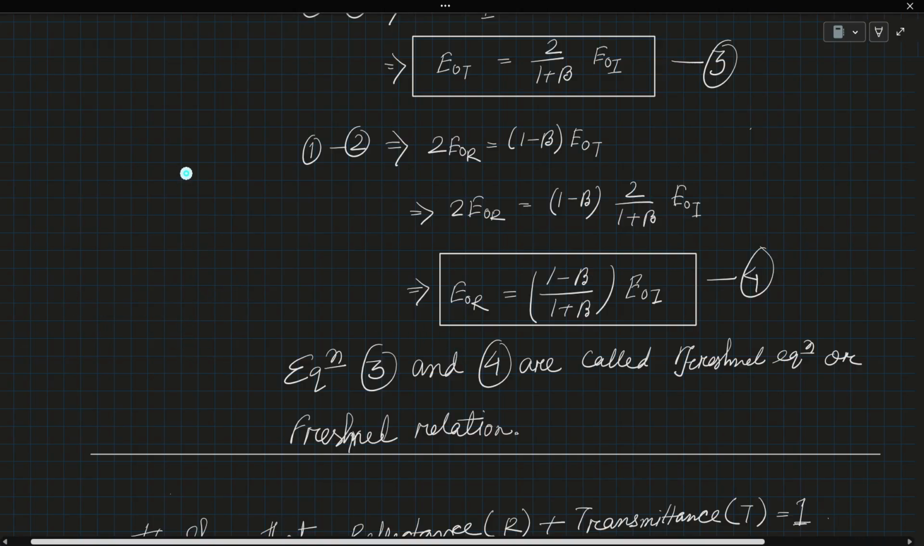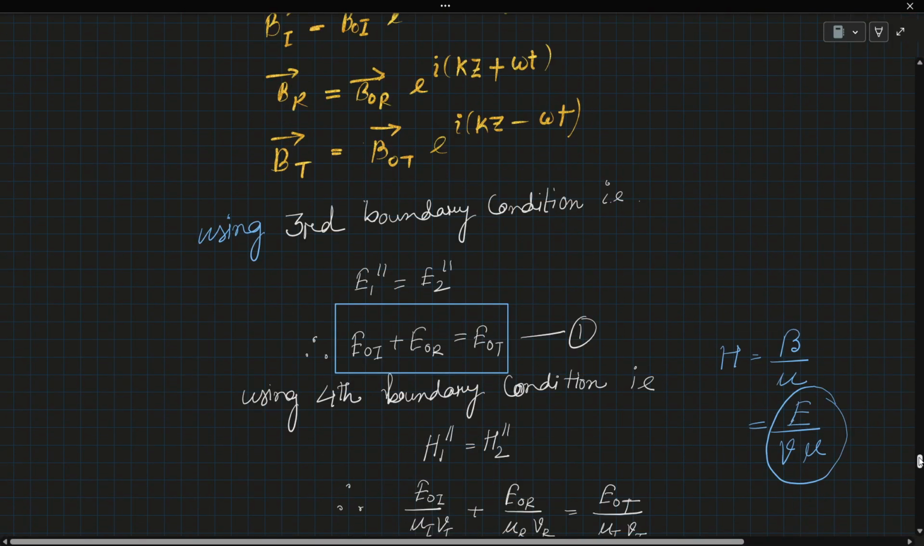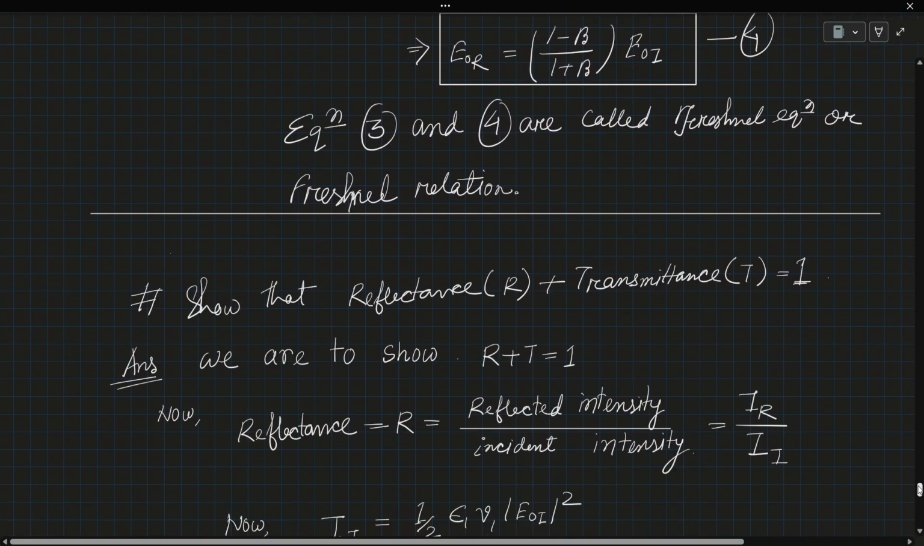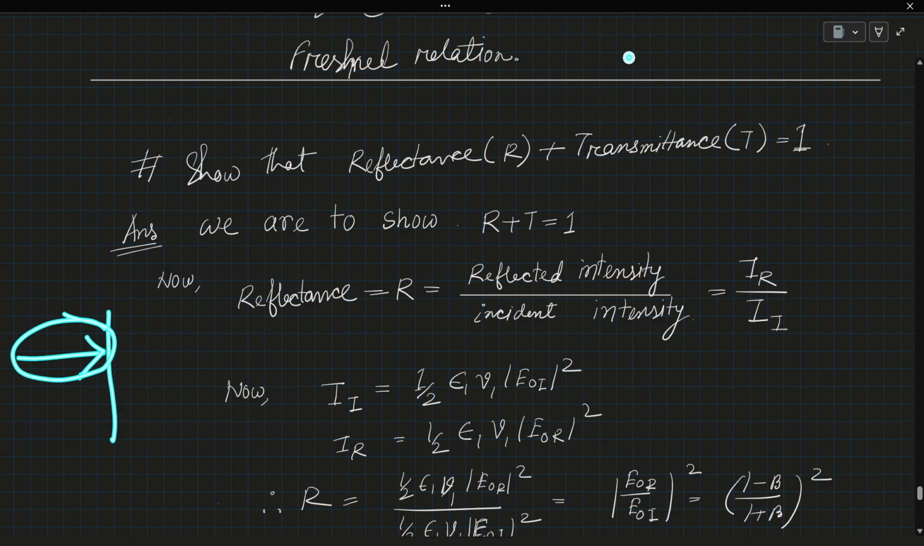There is the condition of oblique incidence also. I will tell you about it later. But now what I will teach you is that there are two terms called reflectance and transmittance.